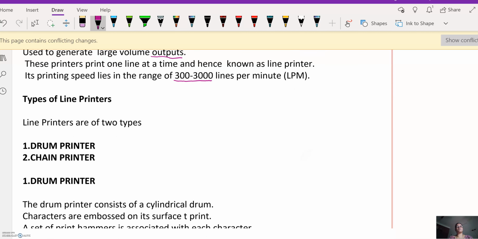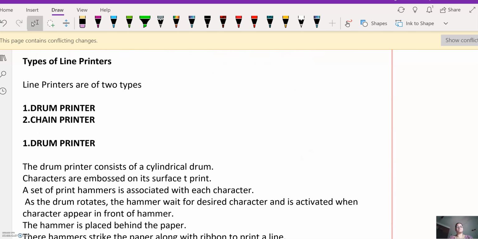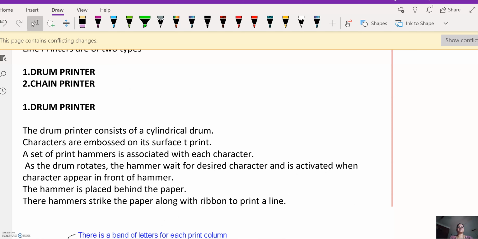Coming to the classification of line printers, we have further classified them into two categories. One is the drum printer, and the next one is the chain printer. The drum printer contains a cylindrical drum. The main component of this drum printer is a cylindrical drum, and on the surface of the drum the characters will be embossed.